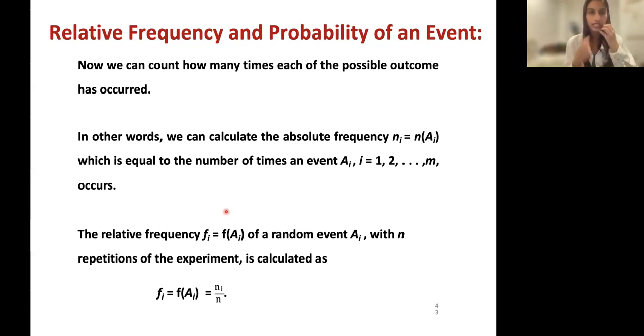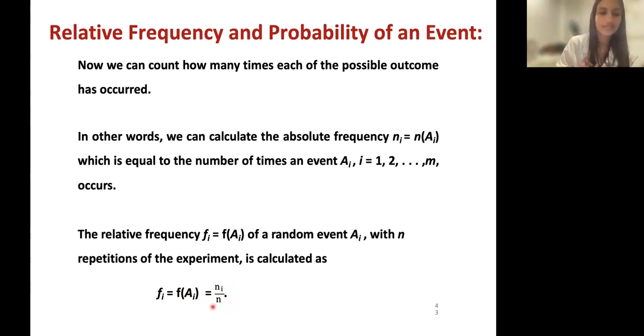Now what is relative frequency? What was the total? I rolled the dice 10 times, so that is the total number of events. But the absolute frequency for 1 was 2. So the relative frequency of 1 is 2 divided by 10. That is what this formula tells you. The relative frequency of a random event A with n repetitions of the experiment is calculated as ni, the absolute frequency of the event, divided by the total number of occurrences, like the total number of dice rolls.